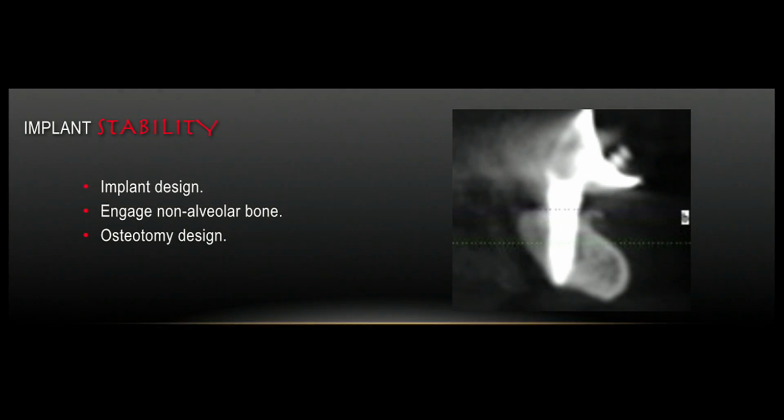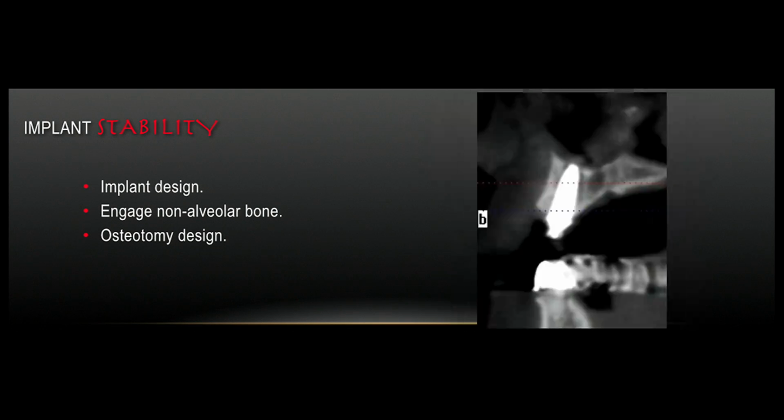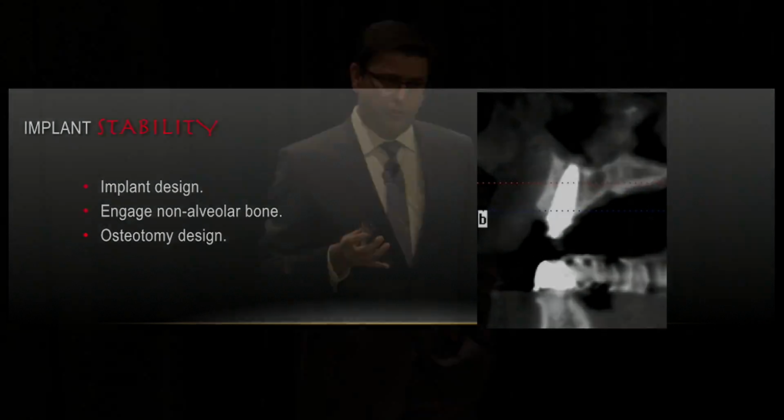Next, we want you to start thinking about these implants not as dental implants, but as skeletal anchorage devices for our prosthesis. So we're going to make sure that the apex of our implants are in very dense bone. In the case of the mandible, that may be the inferior border of the mandible, or in the case of the maxilla, it may be the nasal floor or the sinus floor, but we want that implant to engage the nasal floor or very dense bone. And the third factor that we have at our disposal to assure stability of the implant is what I call implant osteotomy design.